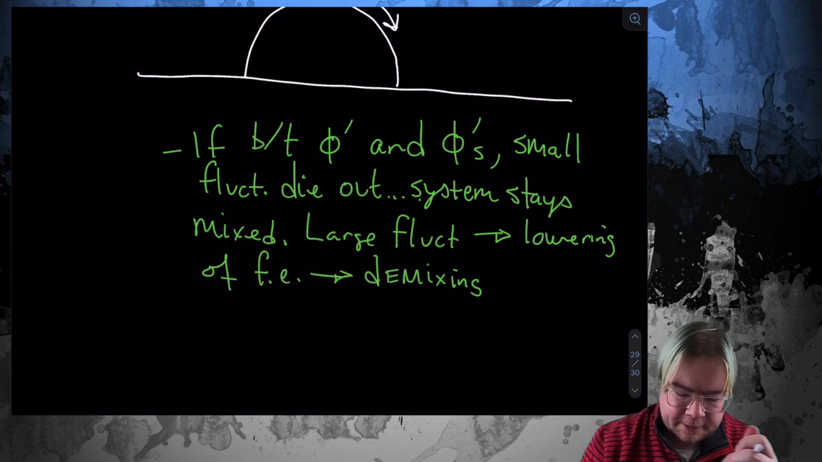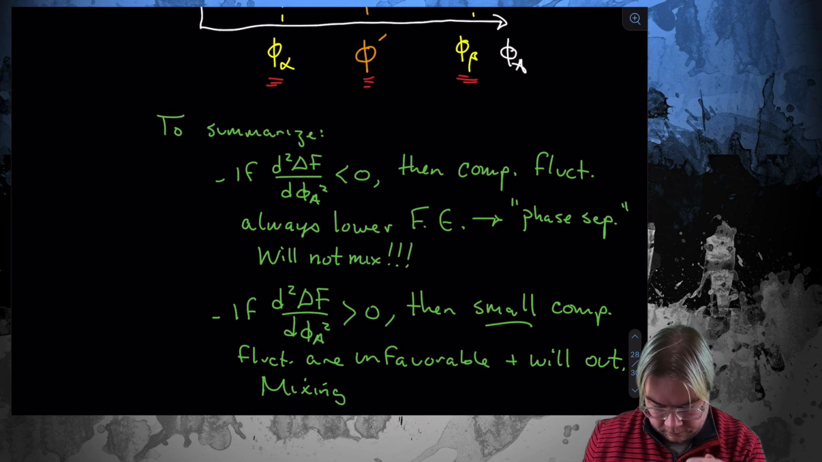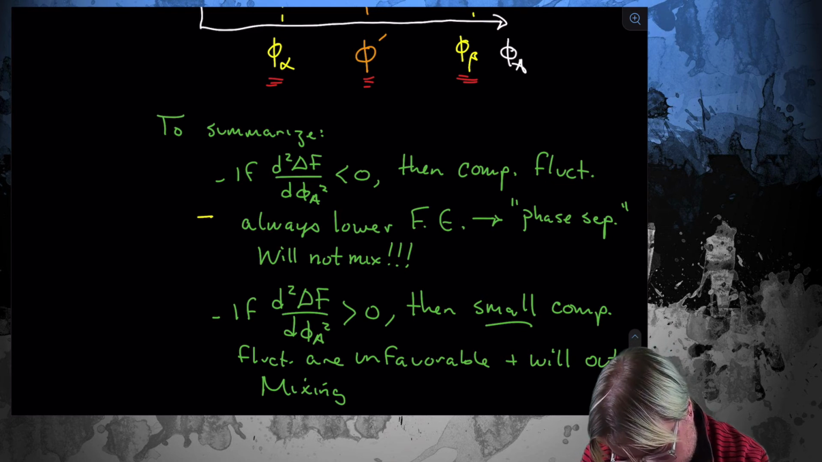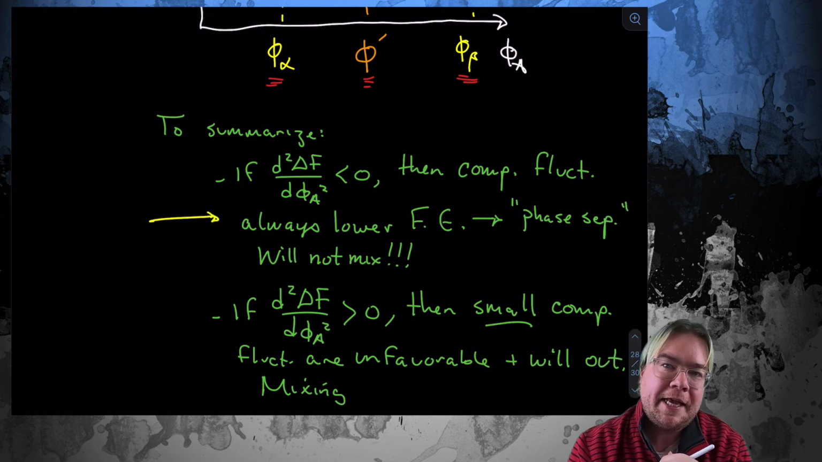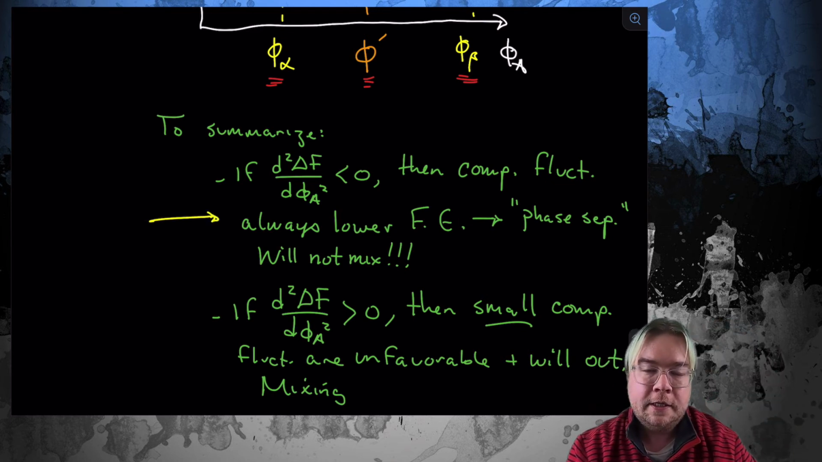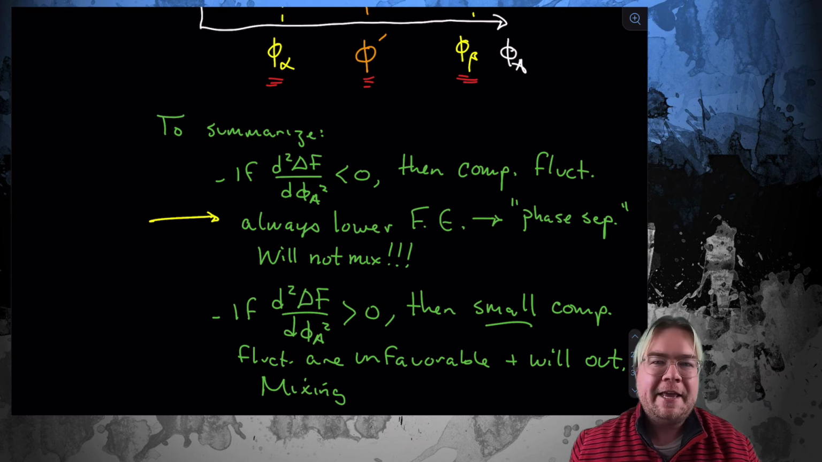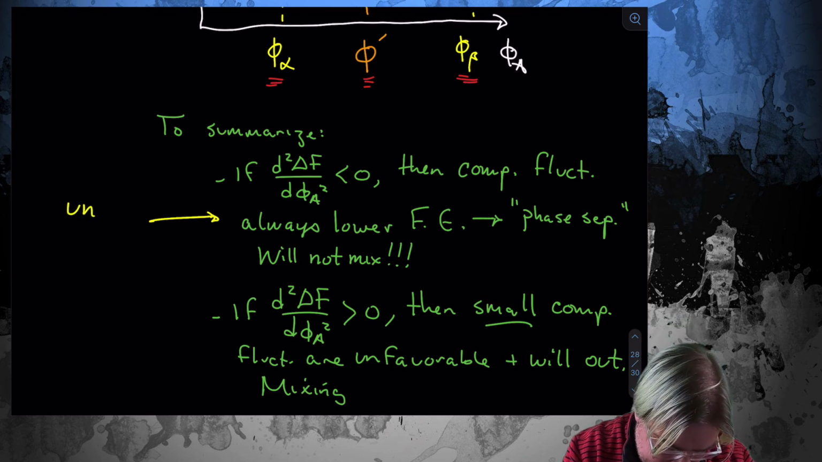So what's another way of saying this? In regions where the curvature is less than 0, in those regions, the system's unstable because any fluctuation lowers the free energy, and any fluctuation leads to demixing because of that. So this region is unstable.